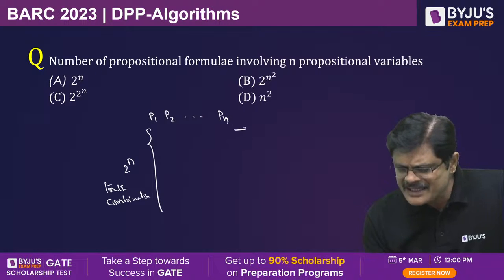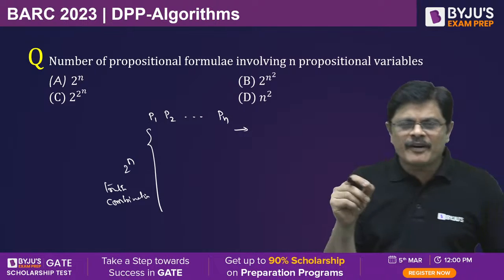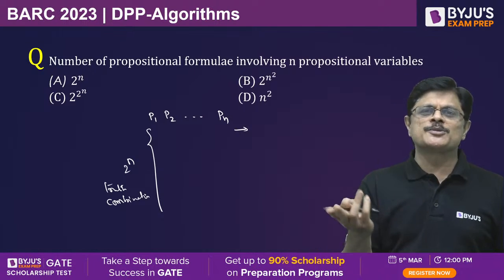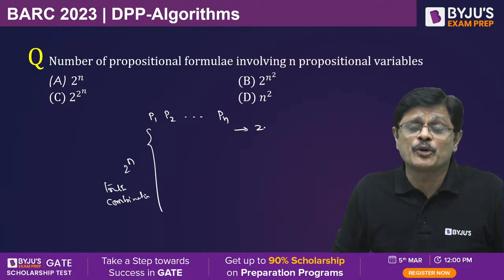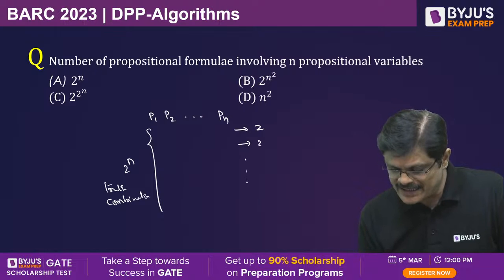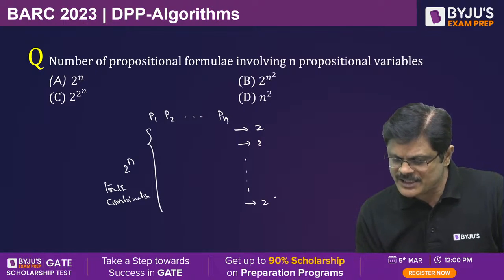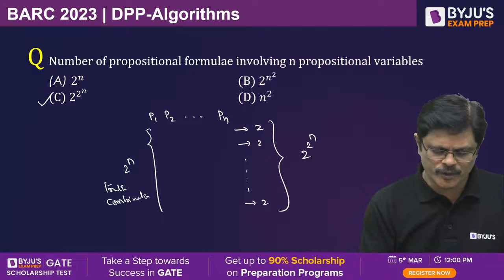And for each of these truth combinations, if you create a propositional function, that also may have two possible truth values. It may be true or false. So for each truth combination, the propositional function which we create may have two possibilities, and so on, two possibilities. How many such twos, sir? 2 power n such twos. So the answer for this would be 2 power n.